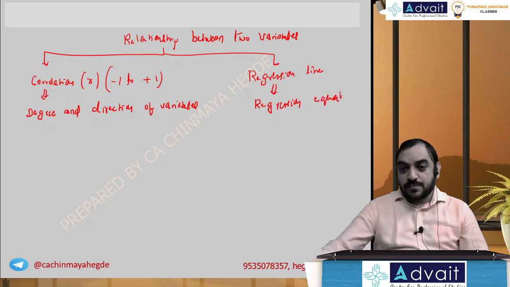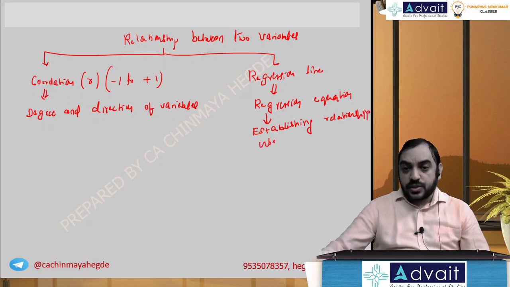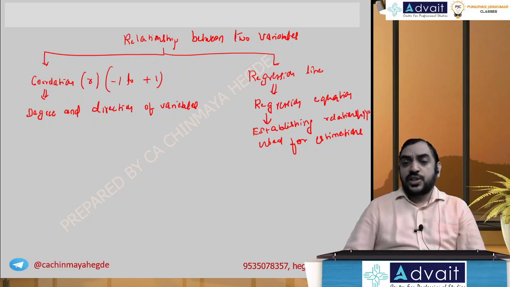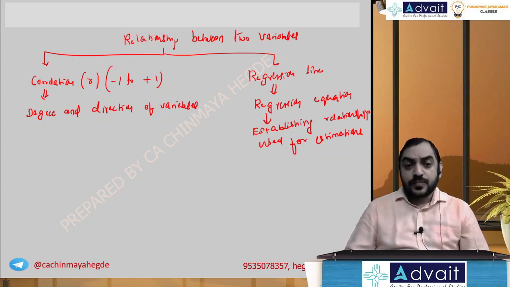Regression equation. I'll just simply say, let's say y equals ax plus b. Formula I'll come to later. This is used for prediction. This is establishing a relationship, used for estimations.